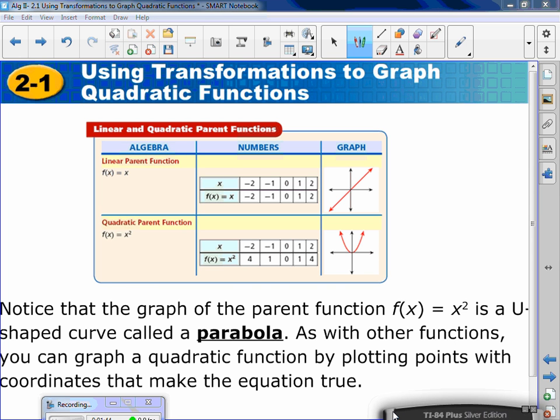It is called a parabola, or you can say parabola. Tomato, tomato. When you graph a quadratic, I have these points. Negative 2 squared is 4. Negative 1 squared is 1. 0 squared is 0. 1 squared is 1. 2 squared is 4. When you plot those points, it makes a U shape. That bottom of the U is called your vertex. If you just pick random points, you're not necessarily going to have the full U shape. I'm going to show you how to do that in a little bit.